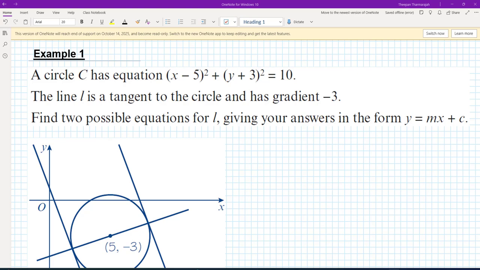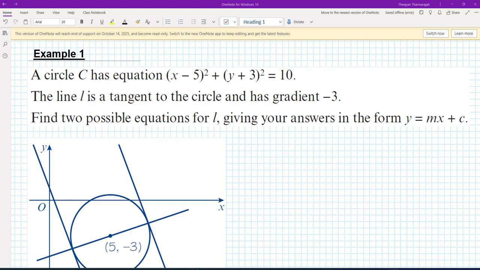In this video, we're going to look at the intersection between lines and circles. So let's take this first example. A circle C has equation (x − 5)² + (y + 3)² = 10. The line L is a tangent to the circle with a gradient of −3. Find two possible equations for L, giving your answers in the form y = mx + c.